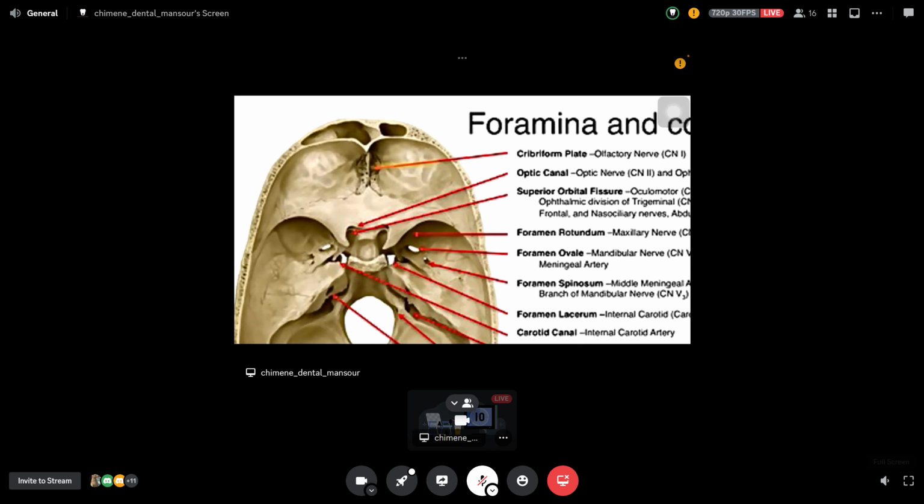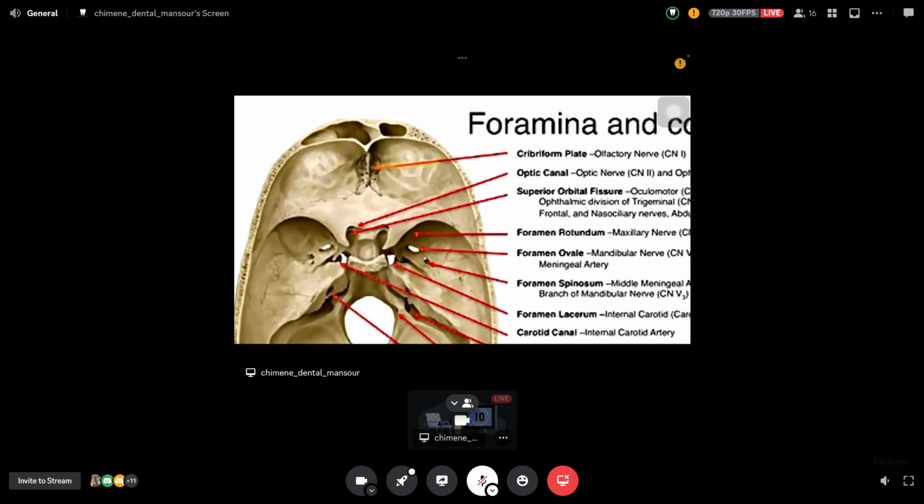Here you have a posterior view of the ethmoid bone, right? So you have the superior nasal concha, the middle nasal concha, the ethmoidal labyrinth, and the famous ethmoidal bulla that we're going to get to see in the nasal cavity.